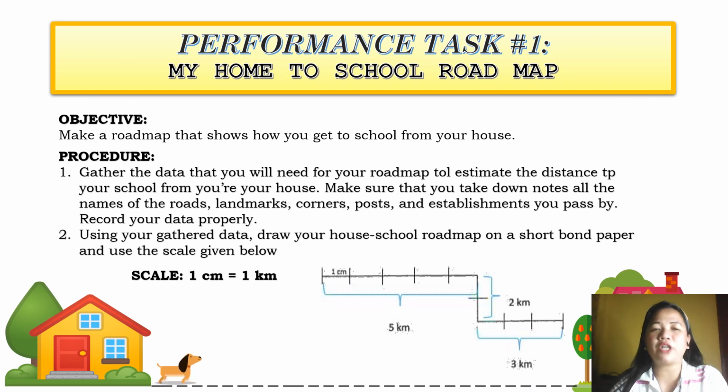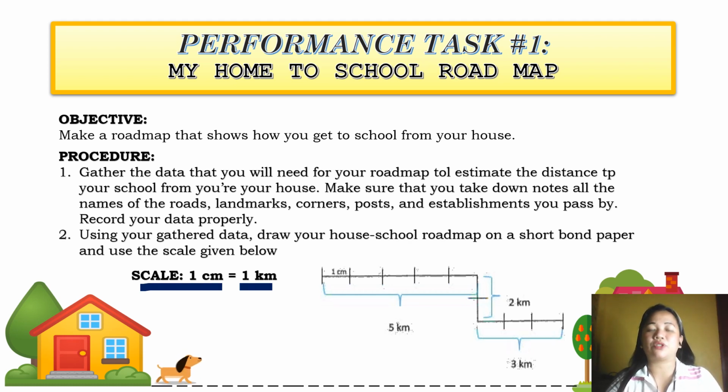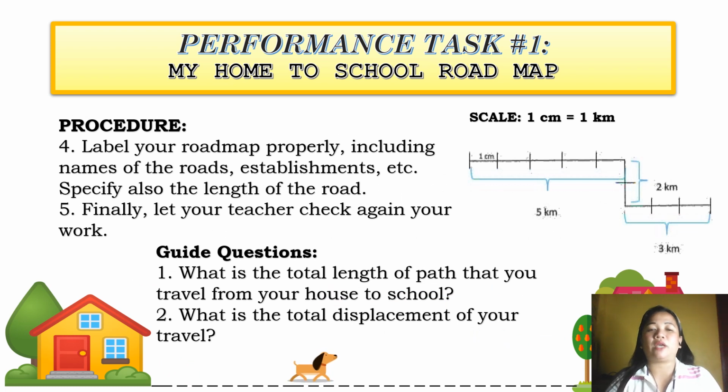Okay, so for your performance task, you have to make your roadmap from your house going to the school. So anong scale natin? Bawat 1 centimeter, ang scale natin, kada isang centimeter, equivalent yan sa 1 kilometer. So magpa-plot yung bahay ninyo. You have to answer the question: mula sa bahay niyo, ilan ang total path going to the school? Ano ang total displacement? Remember, displacement natin is the shortest path from your initial position to your final position.